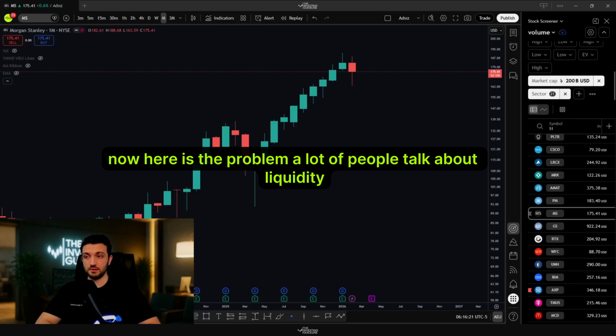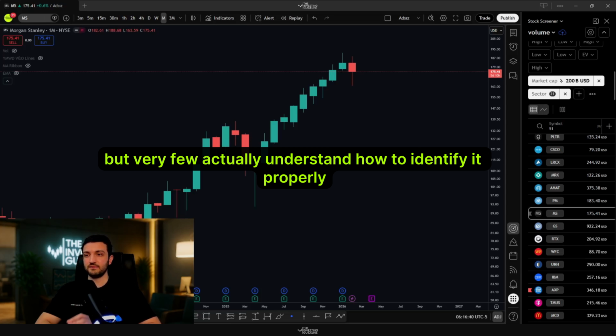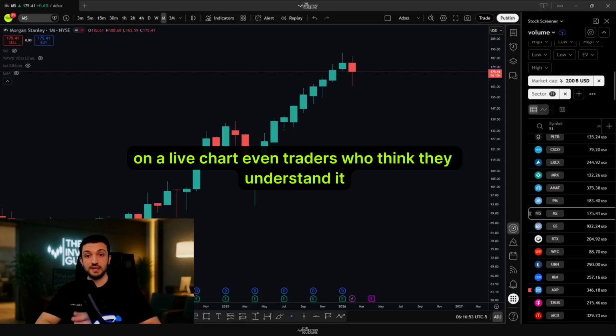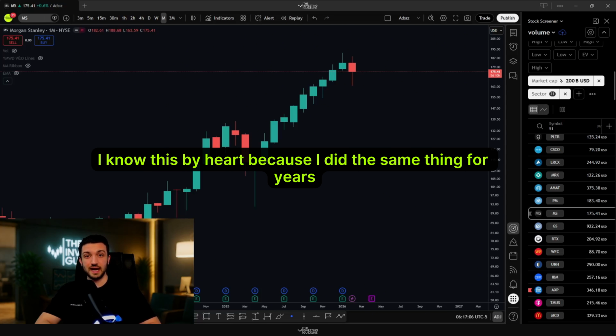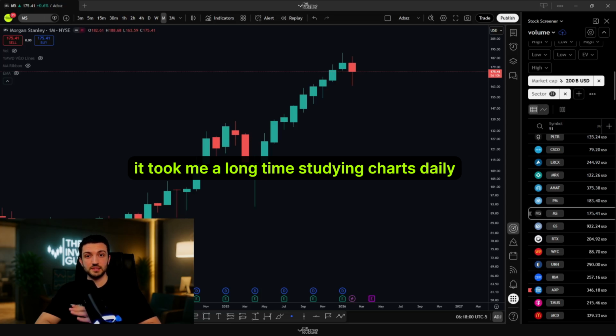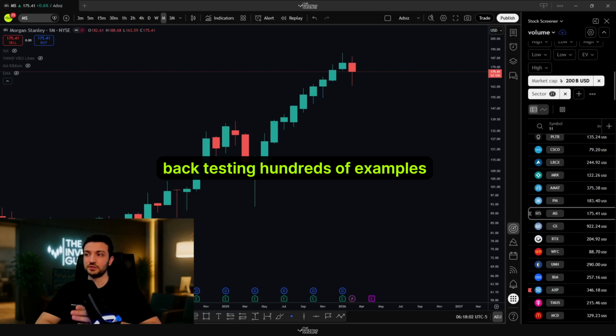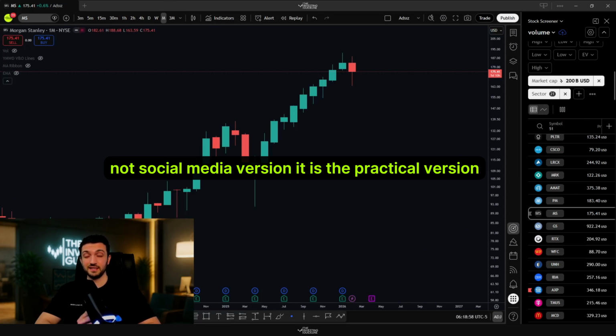Now here is the problem. A lot of people talk about liquidity, but very few actually understand how to identify it properly on a live chart. Even traders who think they understand it are usually marking the wrong areas. I know this by heart because I did the same thing for years. It took me a long time studying charts daily, backtesting hundreds of examples and applying it in real trades to understand how liquidity really works. It is not the theoretical definition, not the social media version. It is the practical version.